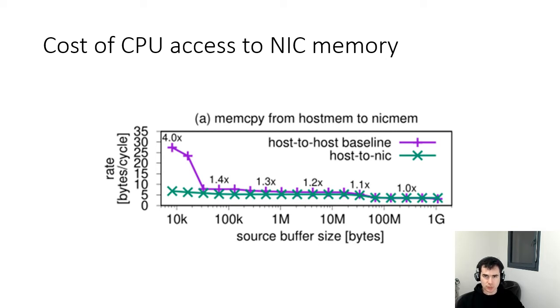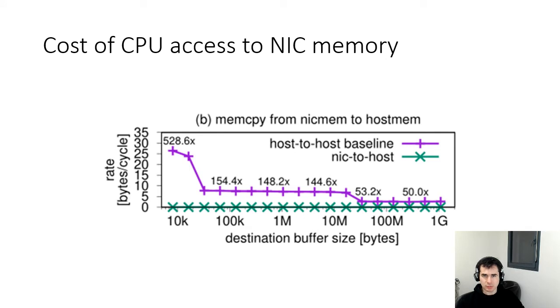The results show that writing to Nicmem can be up to 4 times more costly compared to writes to hostmem, as data is in the L1 cache. But as the size of buffers grow, the cost of copying to Nicmem decreases until it is just the same as copying to hostmem. This can be expected as Nicmem is cached using write combining.